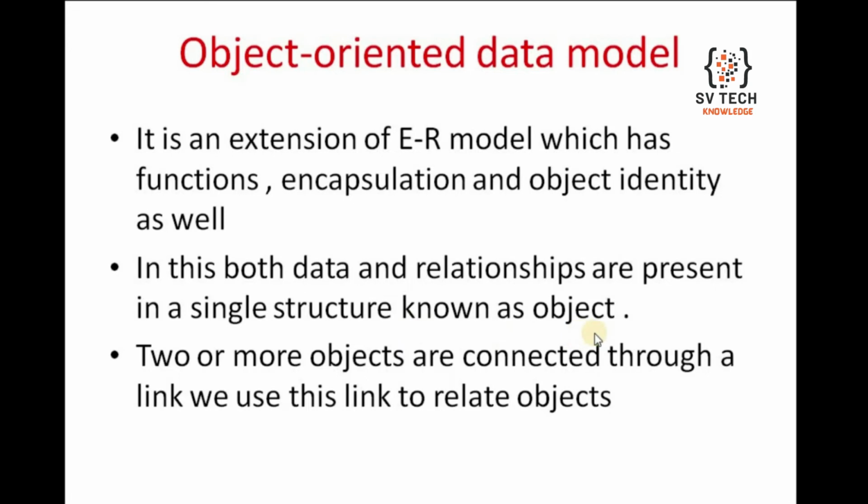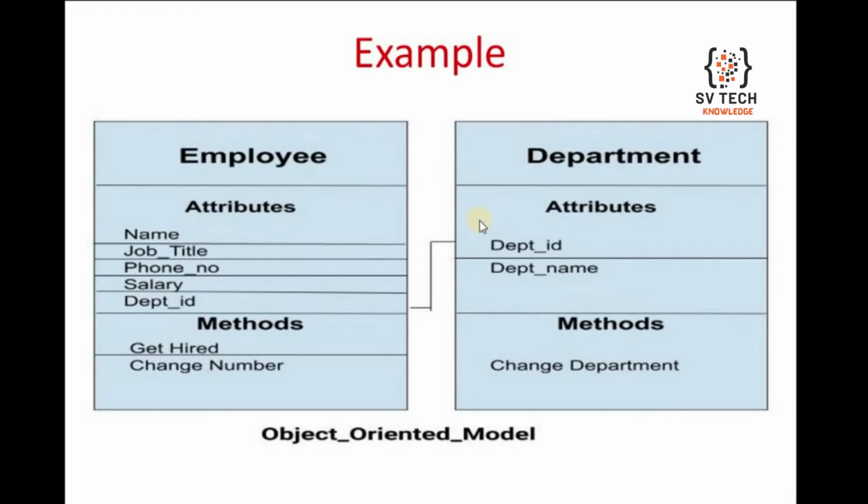Simply, an object is a collection of methods and data. Two or more objects are connected through a link. We use this link to relate objects. So to relate two objects, we use a link. That link is called a relationship. Here we can see an example of the object oriented model.